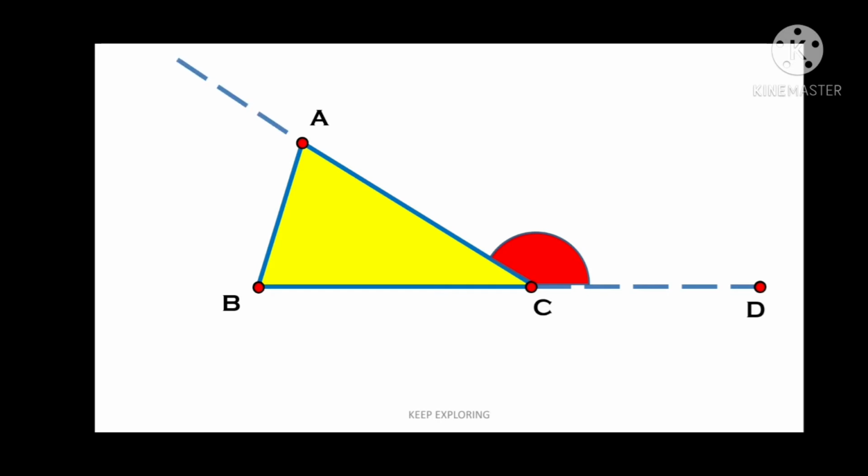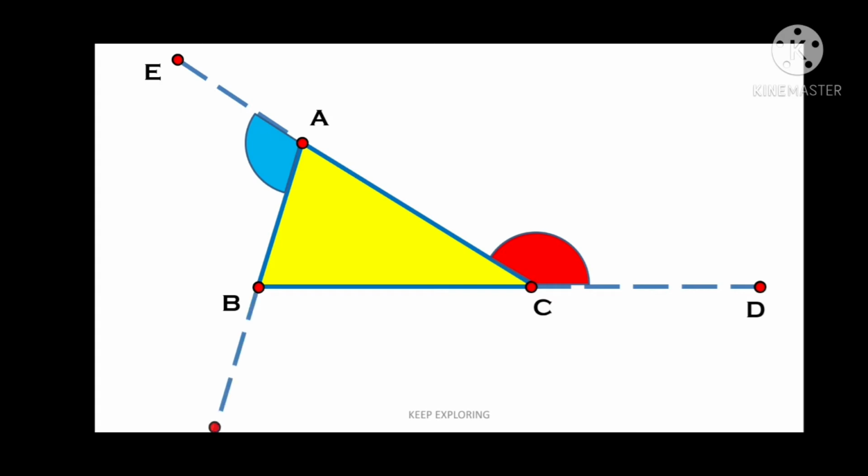Suppose we are extending CA to E. So here we are considering AB as one of its sides and AC the extended side. Now you can see here the CA side is extended to E. So here we get another exterior angle.